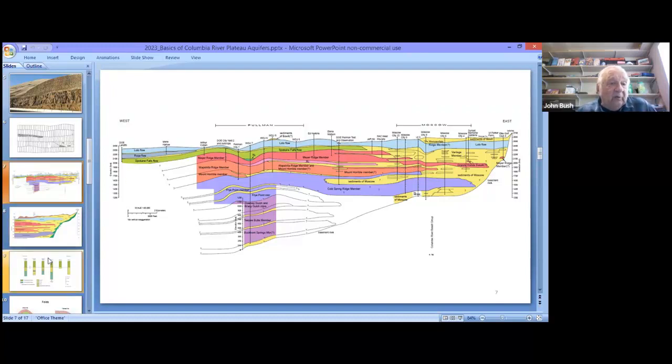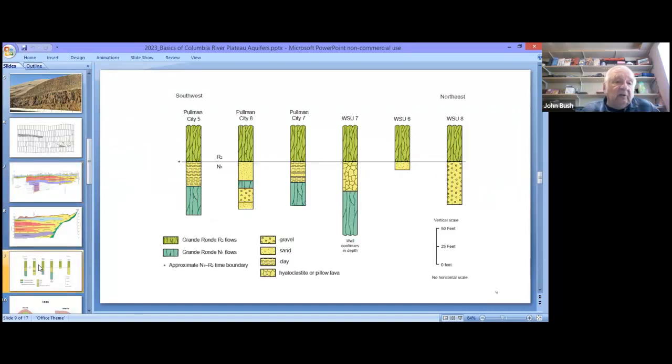One big example, I'm going to skip a slide here so I don't get too carried away. Let's look over into Pullman. Another example of how we misunderstand the role of sediments. In Pullman, all the deep wells, past and present, seem to me to be stopping roughly at the same interval. Now, WSU 7 is shown here in the middle.